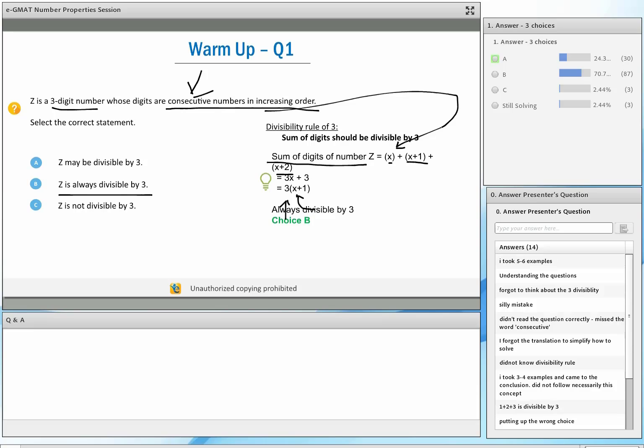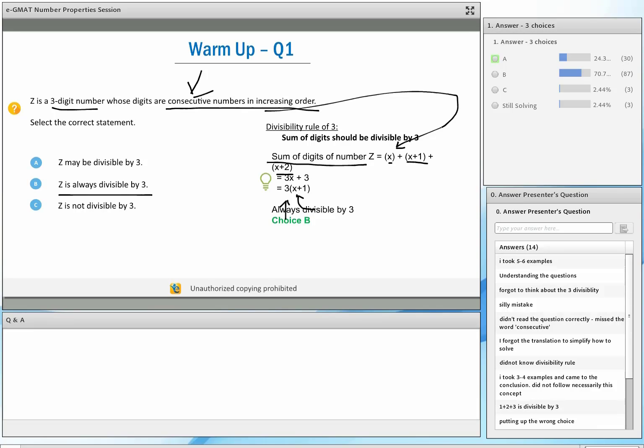Some of you are saying that you read it, but you were not able to translate it, so you didn't know what to do with that. That's a process skill issue. Okay, that's an issue with regards to your ability to translate information that's given to you in the question statement into mathematics that you need in order to solve the question. So that's a translate process skill issue.